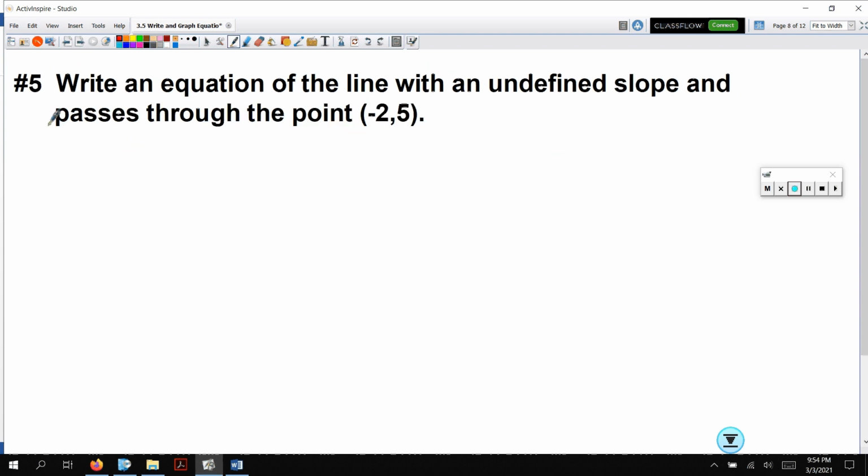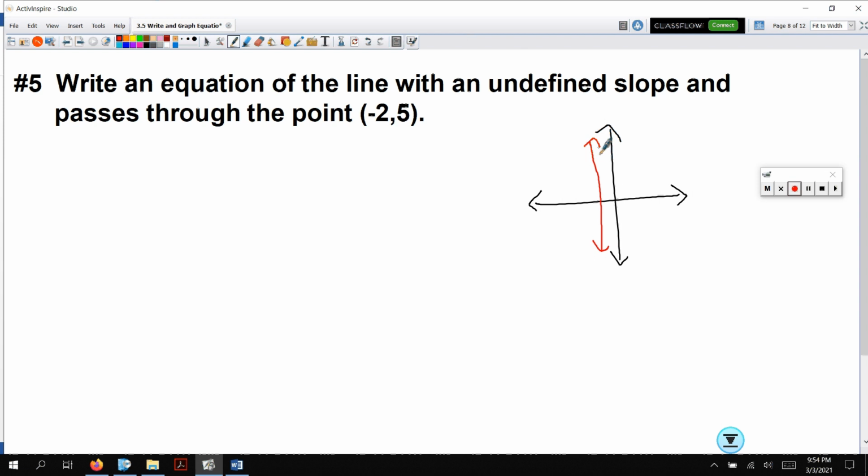Now here is another special line. We're going to write an equation of a line with an undefined slope and passes through the point negative 2, 5. Let's look at a little quick picture here. Right, here's my coordinate plane. Here is my line that I'm talking about. Oh, you guys know I suffer from I can't draw straight lines to save my life thing.